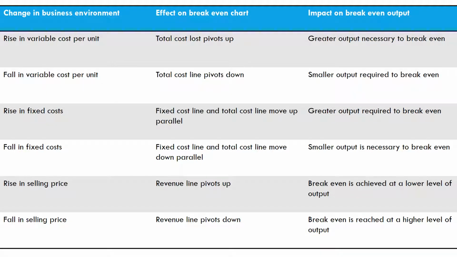Well, this would be the impact of changing those assumptions on the left-hand side. Reducing variable costs, the cost line would pivot downwards, and so you would need less output to break even. If you were to reduce the fixed costs, the fixed cost line would come down, the total cost line would come down in parallel, and again a smaller output is necessary to break even. If you were to raise the selling price, the revenue line would get steeper, break-even output would be achieved quicker, so a smaller output is needed to break even. And for raising the variable costs, raising the fixed costs, and a fall in selling price, the opposite impact on break-even is the case.